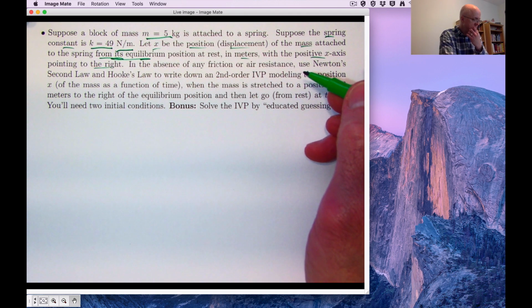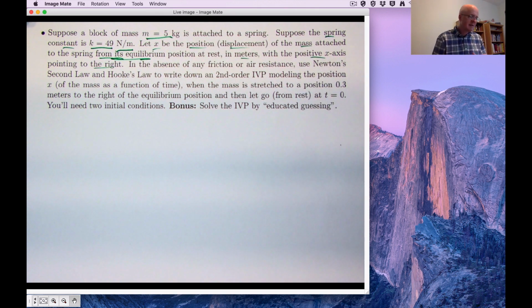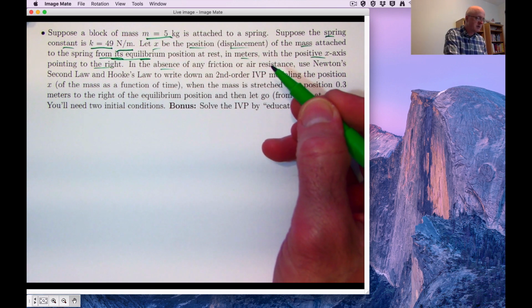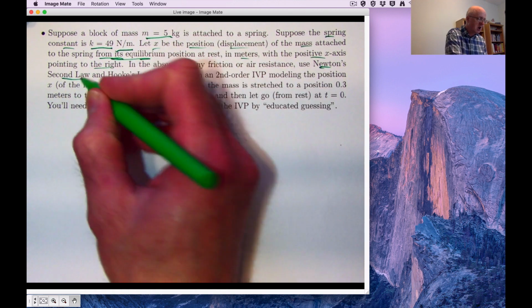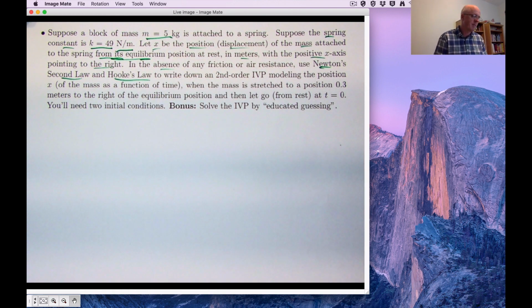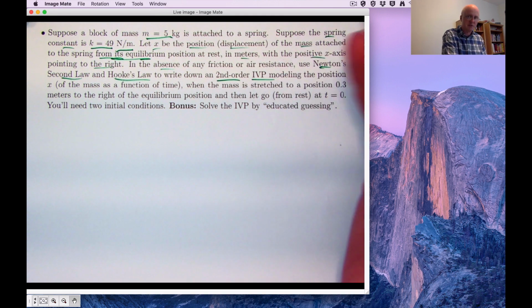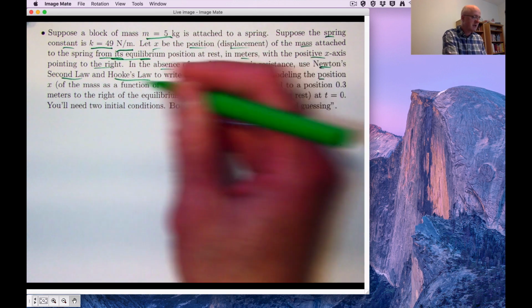In the absence of any friction or air resistance, so we're assuming the block is on ice in a vacuum, and assuming the internal friction inside the spring is negligible, that's the most dubious assumption. Absence of friction or air resistance. Use Newton's second law and Hooke's law, two laws from physics, to write down a second order IVP, initial value problem, which is a differential equation with two initial conditions. Second order means it involves second derivatives. Modeling the position x as a function of time.